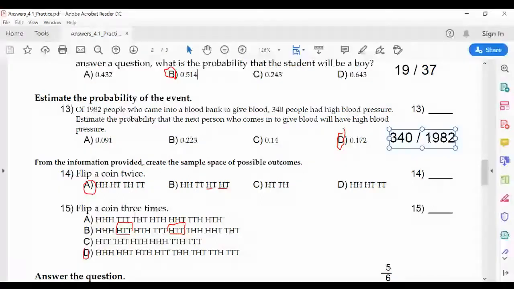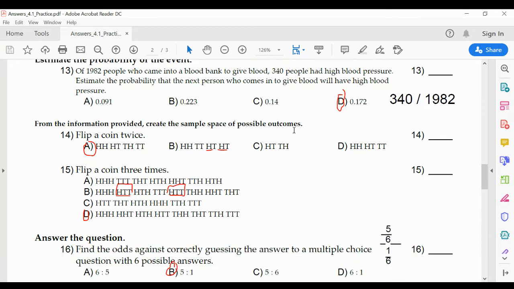So the probability that the next person that walks in has high blood pressure, this fraction expressed as a decimal, is 0.172. But he gave you all you needed. There was a total, and there was the number of favorable. Favorable sometimes isn't always a good thing. All right, having high blood pressure obviously is not a good thing.